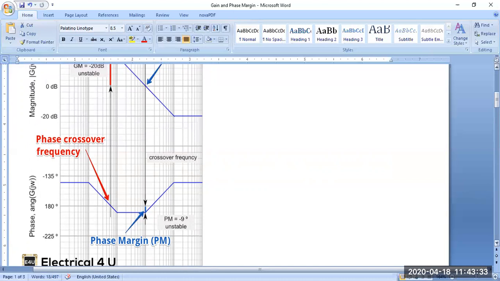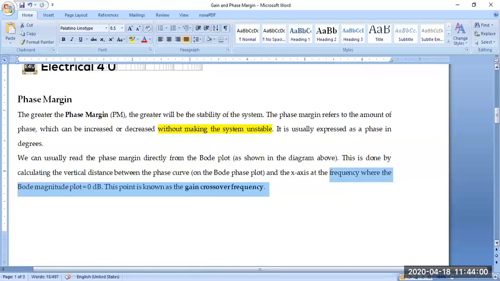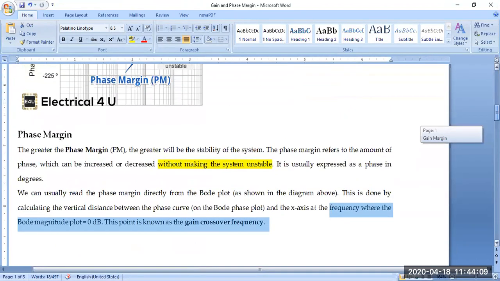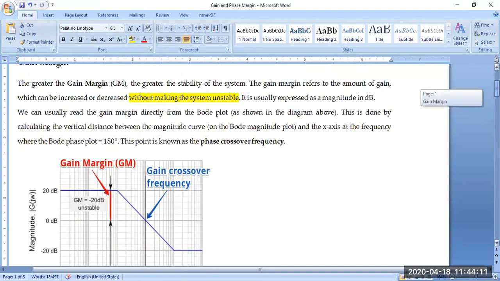Let us understand how the stability is decided. If gain margin and phase margin both are positive, the system is stable. And if both are equal, the system is marginally stable. And if both are negative, or if any one is negative, then the system is unstable. So this is very, very important for gain margin and phase margin.